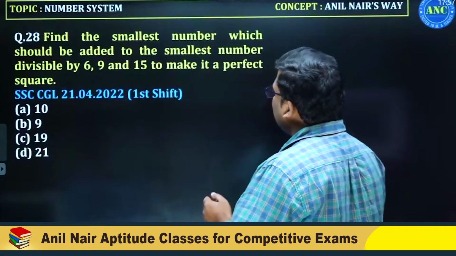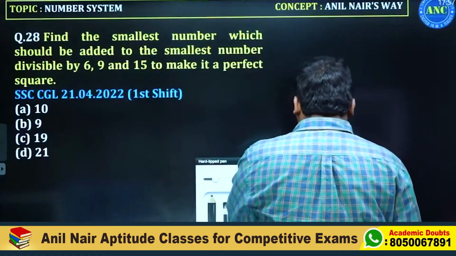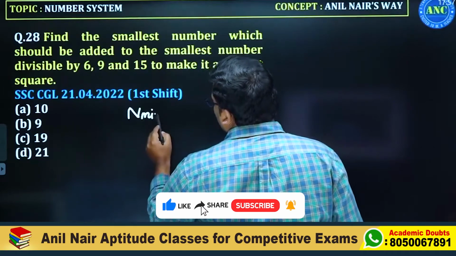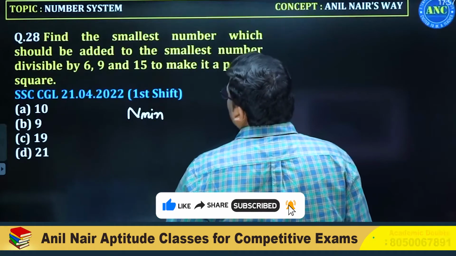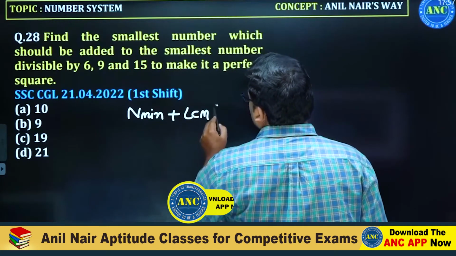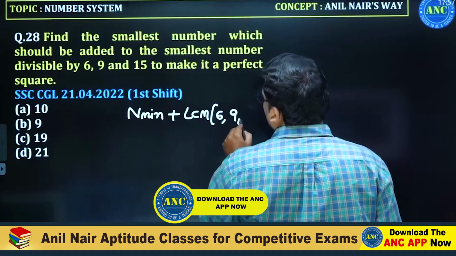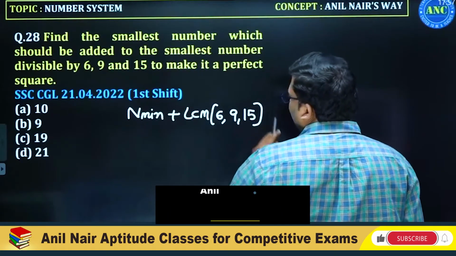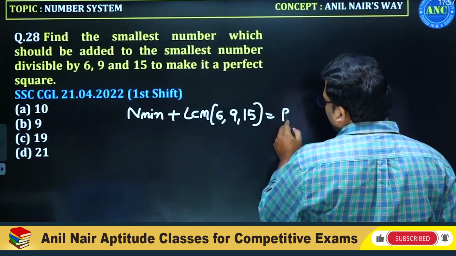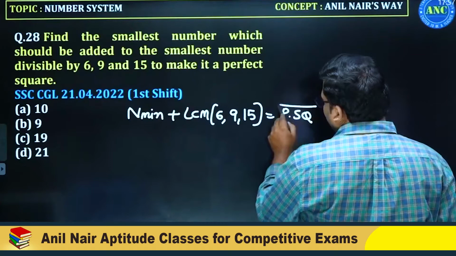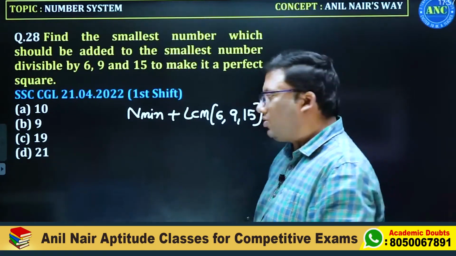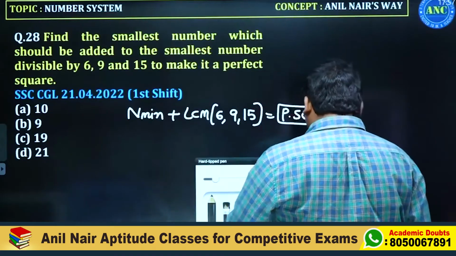Find the smallest number. Smallest number means n minimum we should do, which should be added to the LCM of 6, 9 and 15 to make it a perfect square. This is an easy question, sir. LCM of 6, 9 and 15.